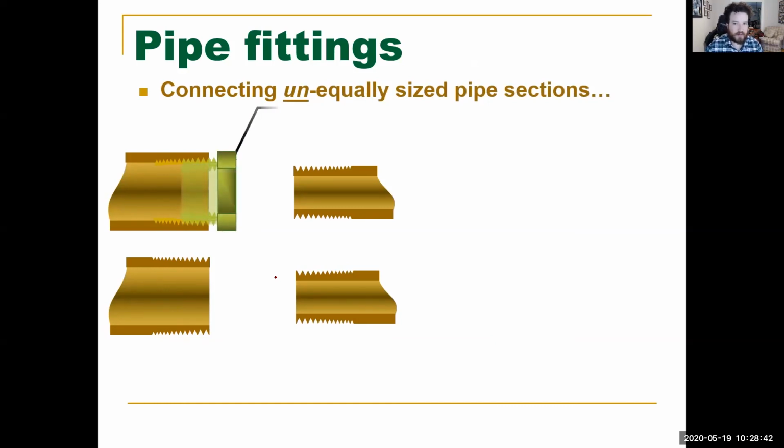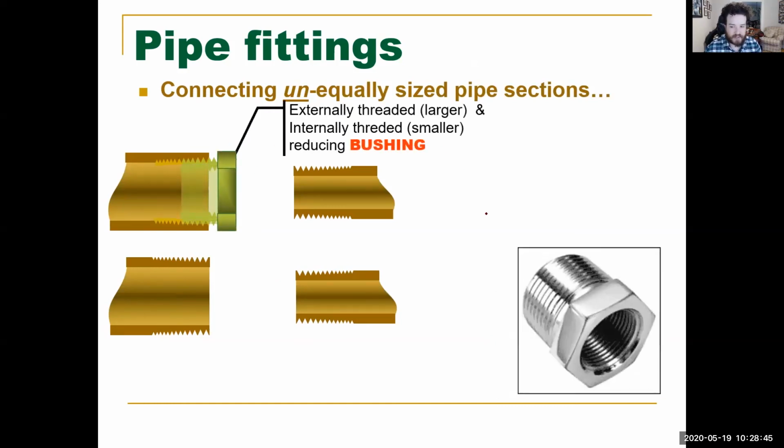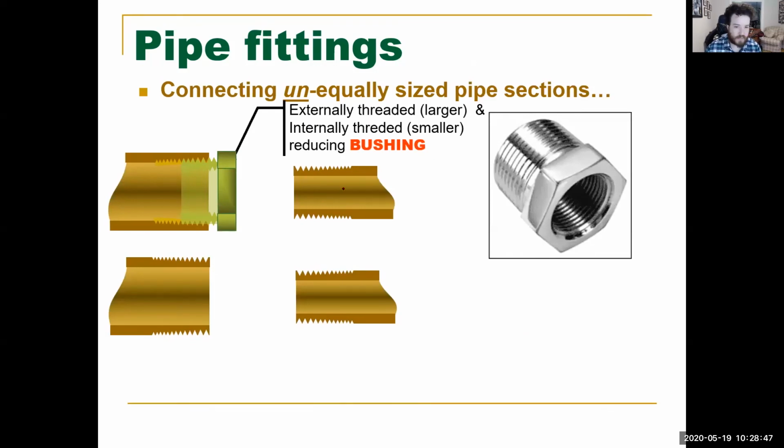So to connect unequal sizes of pipe, we have what's known as a bushing. The bushing has external threads on one side and internal threads on the other. So the smaller piece of pipe has to have external threads to go into the internal threads of the bushing. And the larger pipe has to have internal threads to connect to the external threads of the bushing.